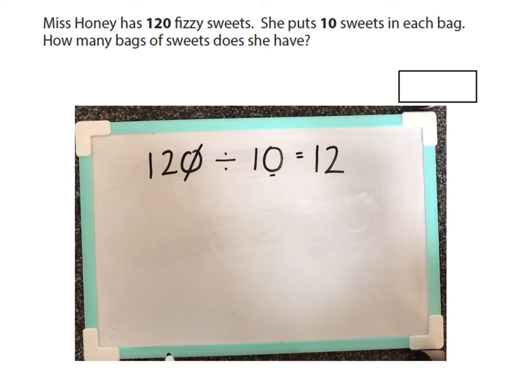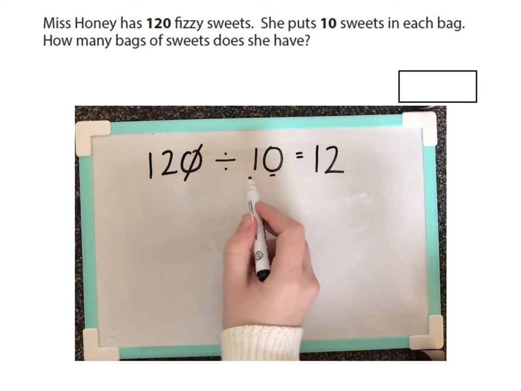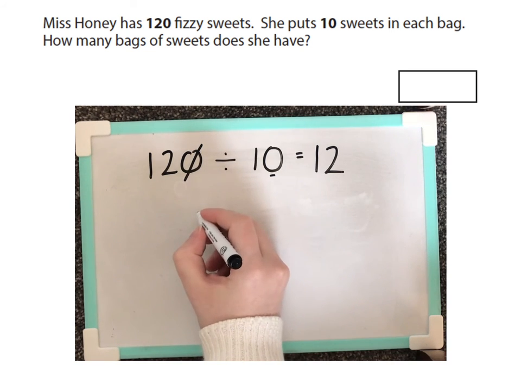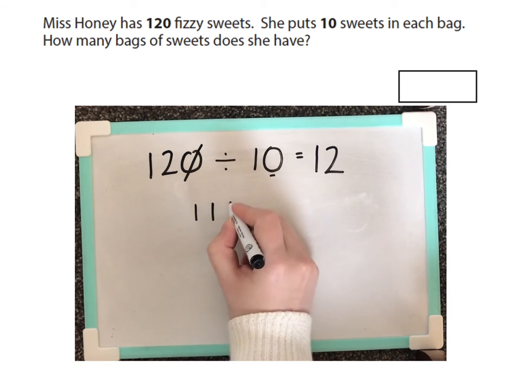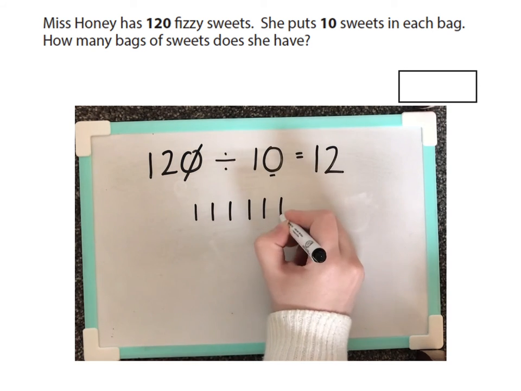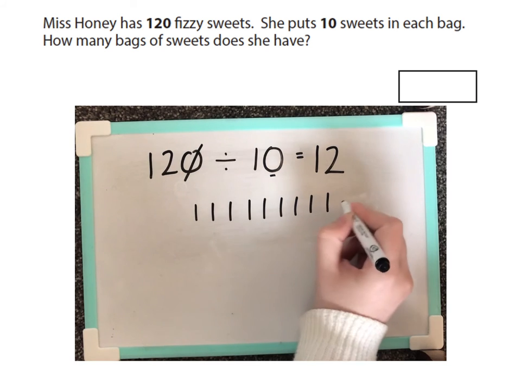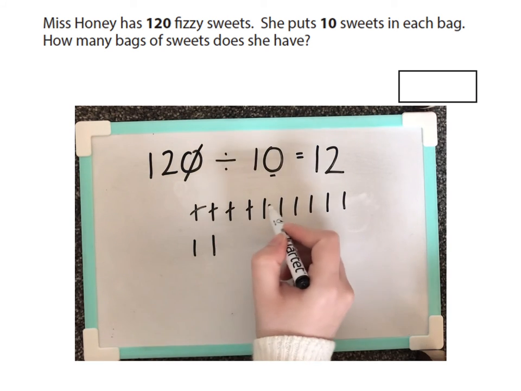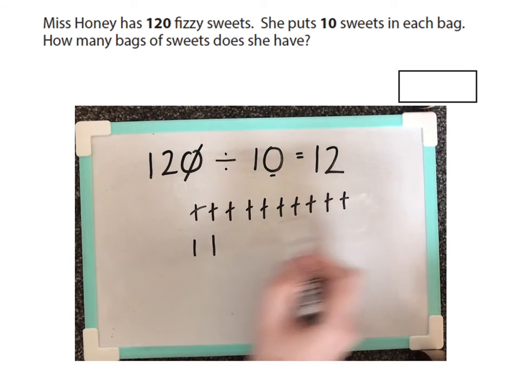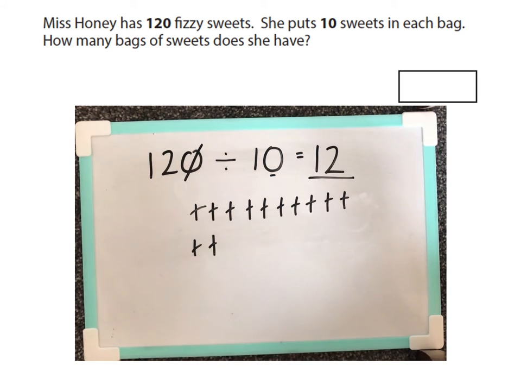Another way to do this is to draw sticks that represent our tens and count in tens till we get to 120. Let's go. 10, 20, 30, 40, 50, 60, 70, 80, 90, 100, 110, 120. Now I count my sticks and I have got 12. So my answer will be 12.